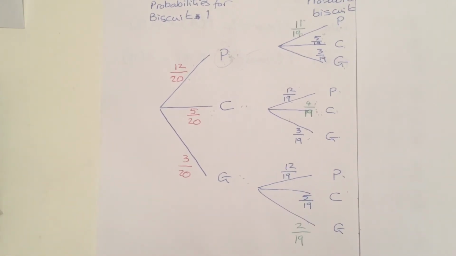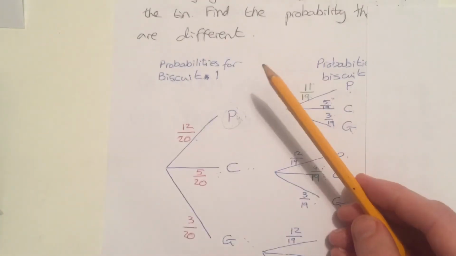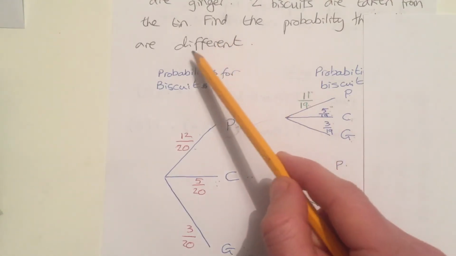Now it's actually about using this so I can work out the probability of combinations actually happening, because these are just talking about individual probabilities. So the question asked to find what's the probability that the 2 biscuits were different.